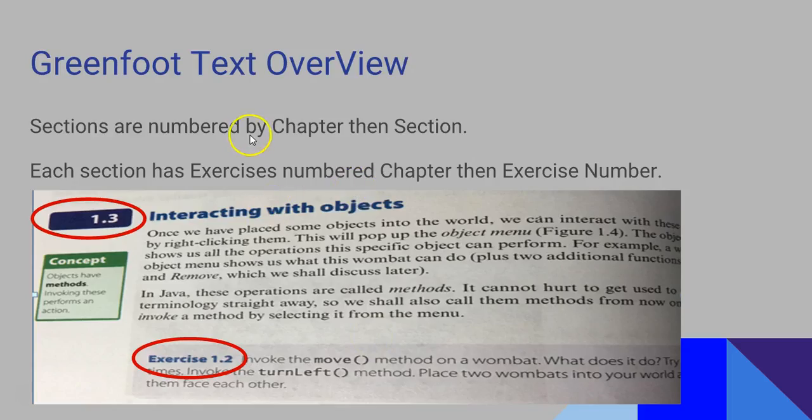In the textbook, there are sections that are numbered by chapter, and then each section, for example, chapter 1, section 3. And then there are exercises in each section. Those exercises are numbered again by the chapter number and then the exercise number. And these are not necessarily going to match. Like the section number is not going to match the exercise number. The sections will go in order according to the sections, and the exercises will go in order according to the exercises.